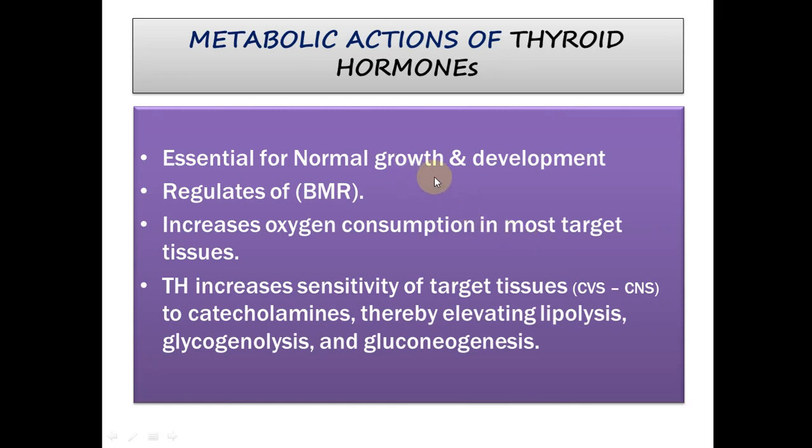Summarizing the effects, thyroid hormones are essential for growth, development, for the control of basal metabolic rate, and causing increased oxygen consumption in the target tissues, and by increasing the sensitivity of the target tissues, particularly cardiovascular and central nervous system, to catecholamines, and which will accelerate the breakdown of lipids, fats, breakdown of glycogen into glucose, and gluconeogenesis or formation of glucose from the non-carbohydrate components.